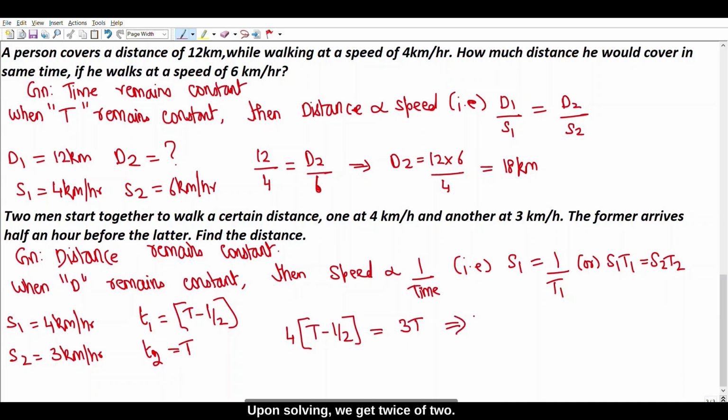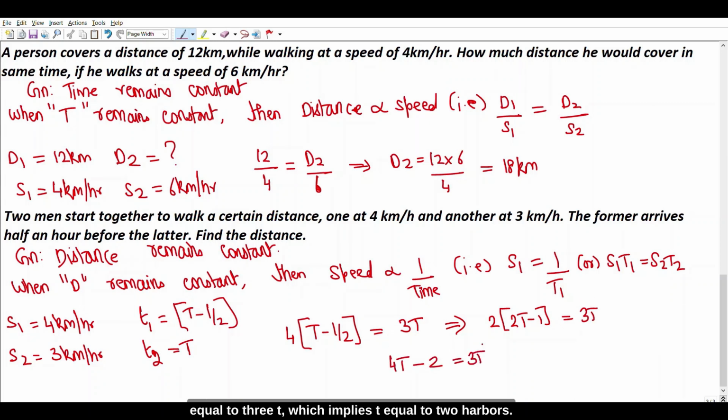Upon solving, we get twice of 2T minus 1 is equal to 3T. 4T minus 2 equal to 3T, which implies T equal to 2 hours. So we found out that the time taken for the journeys is 2 hours. Second journey will be 2 hours and first journey will be 1.5 hours.